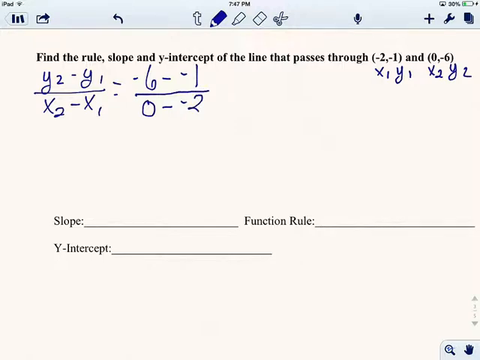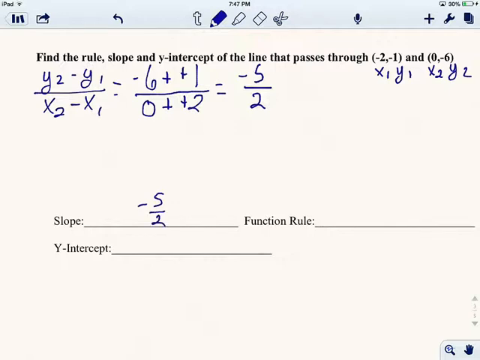Remember like we said before, whenever I see this minus minus, I can change them both into pluses, and then I'm going to work this out. So -6 plus 1 is going to give me -5. Don't be afraid to plug that into your calculator. It's better to get it right by plugging it into your calculator. And 0 plus 2 is just 2. So I've got -5 over 2. Great. There's the first part of my answer.